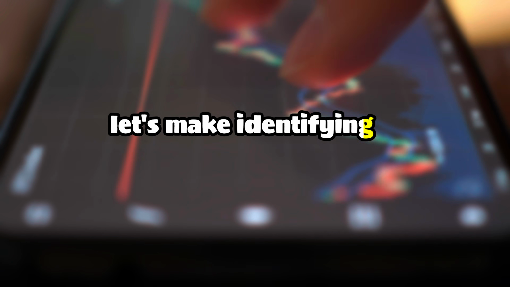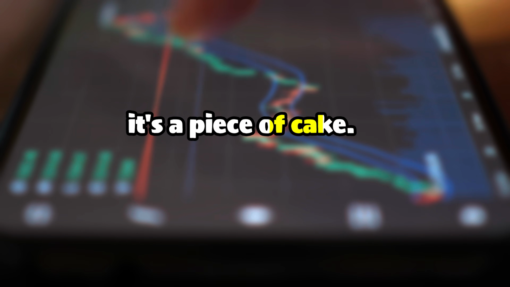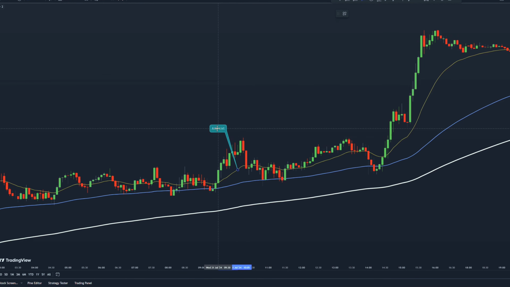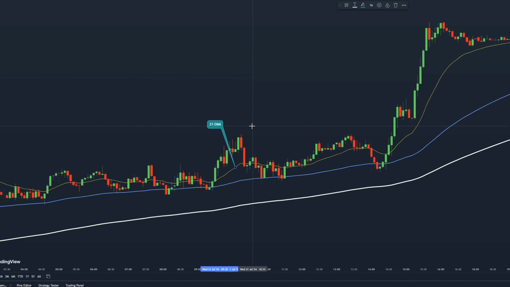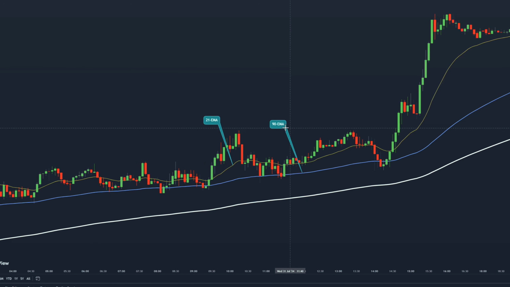Alright, let's make identifying trends a breeze. With 3 moving averages on your chart, it's a piece of cake. Here's how it works. The moving average 21 line represents the short-term trend. The moving average 90 shows the mid-term trend, and moving average 200 gives you a glimpse into the long-term trend.